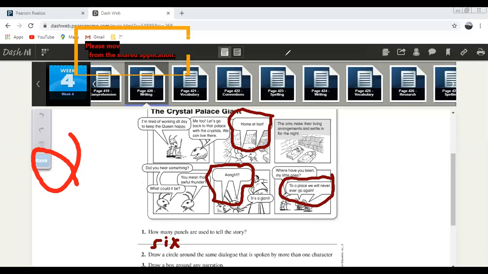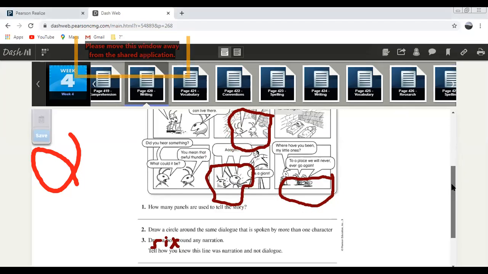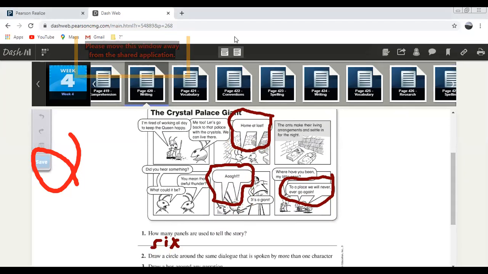Let's read now the third question. Draw a box around any narration. Where is the narrator box? I'll draw it with a different color. It is box number 3, or panel number 3, right? Where we do not have an arrow pointed to any character. It's hard to draw this, okay? The one in pink.